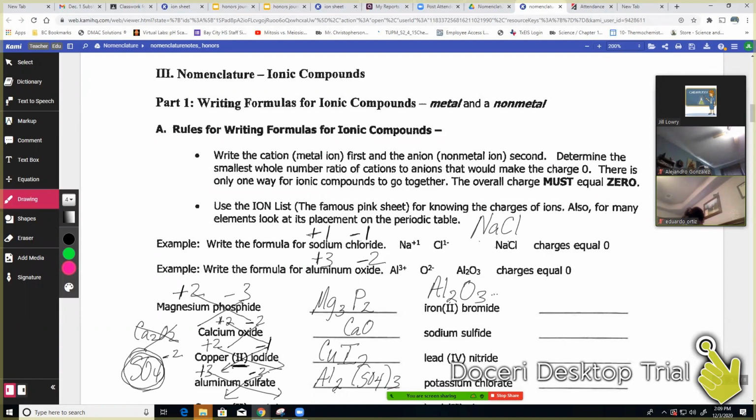So what if there's like 2? If there was 2 minuses together, then it wouldn't be an ionic compound. That would be a covalent compound, and then you would have to go back and use your prefixes.